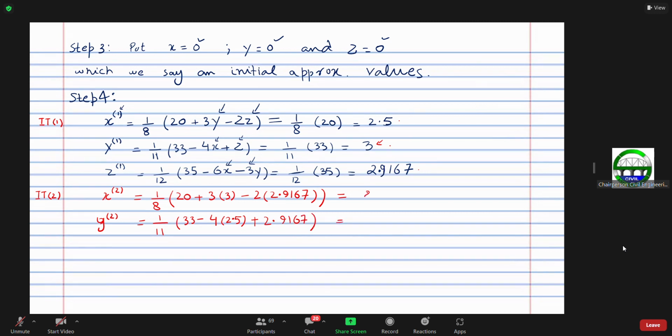And then z, second iteration, will be 1 over 12, 35 minus 6 into x, where x is equal to 2.5, and y is equals to 3, minus 3. Okay, so what is the value of x in the second iteration? Anyone?